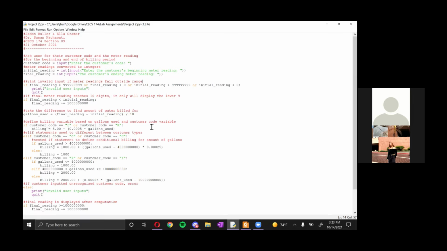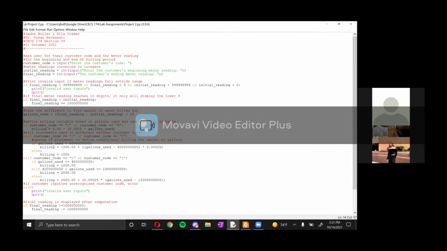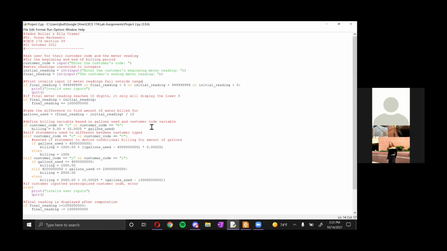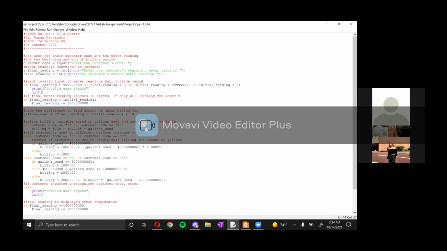And then after that, an ELIF statement for the commercial water billing companies. And inside that was nested in the gallons used being more than 4 billion, which would make their bill $1,000 plus the gallons they used minus 4 billion times the rate 0.00025. And if that was all false, it would just be 1,000.